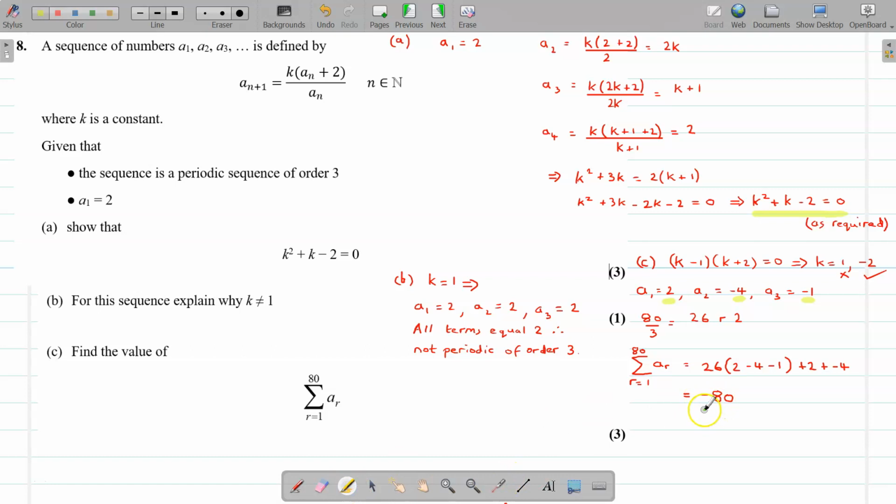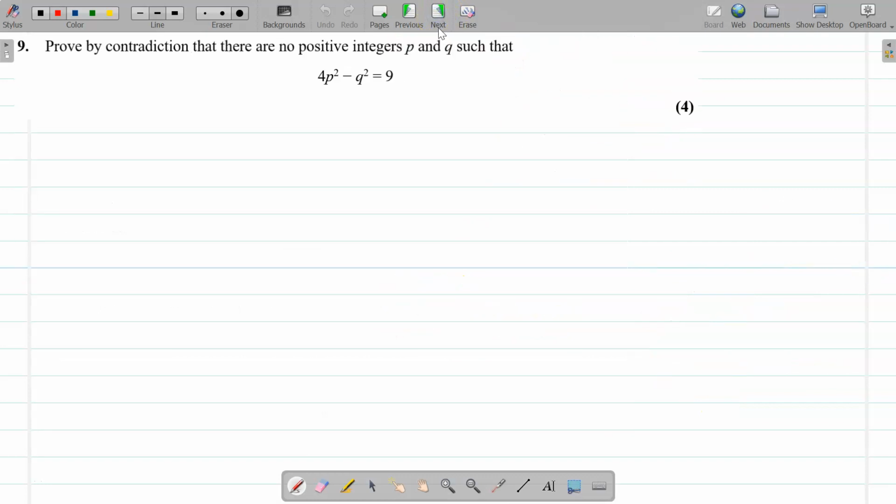And that is the answer. Okay, next question. Now, this is a question about proof by contradiction. So to get the marks for this sort of question, you've got to use the correct language and processes. So prove by contradiction that there are no positive integers p and q such that that's true. So what I do first is I assume that there are positive integers that satisfy that, okay?